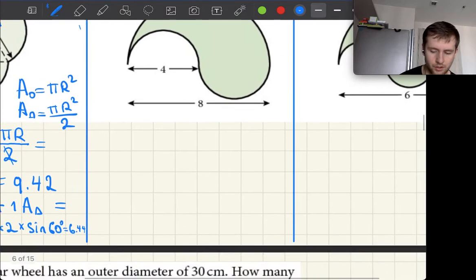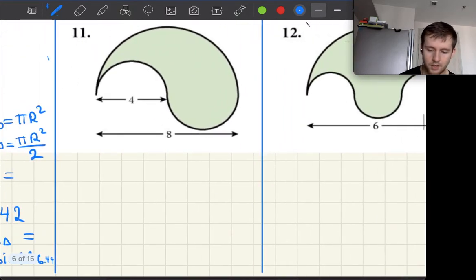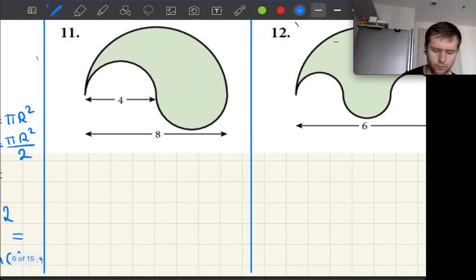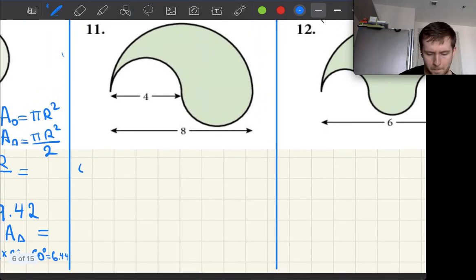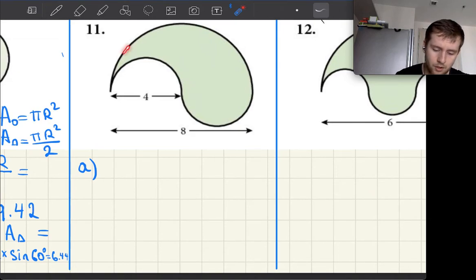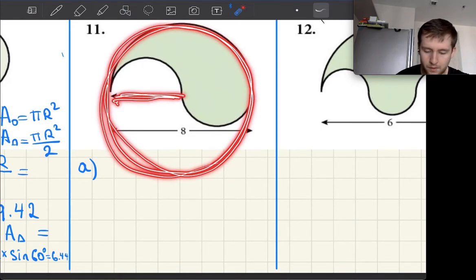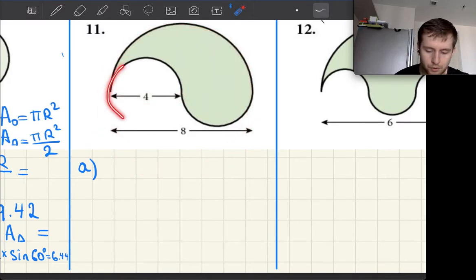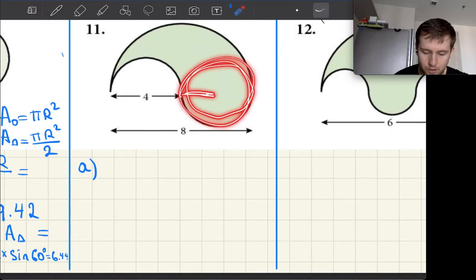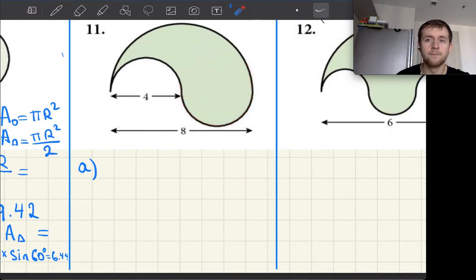Oh, the next one is quite interesting. I like it. And the last one is quite similar to number 11 actually. So here we have a lot of interesting stuff going on. First of all, we have a big circle here, and the radius of this big circle is 4, right? And then we also have 2 small circles clearly here. Both of them have a radius of what? It's going to be 2, right?